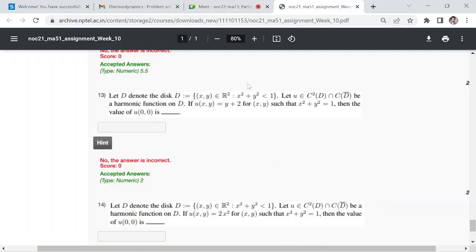Problem number 13 is: let D be the same region, x square plus y square less than 1. U is a harmonic function, that means Laplacian U is 0, and U is 2y plus 2 on the boundary x square plus y square equal to 1. Then you have to find the value of U at 0, 0.